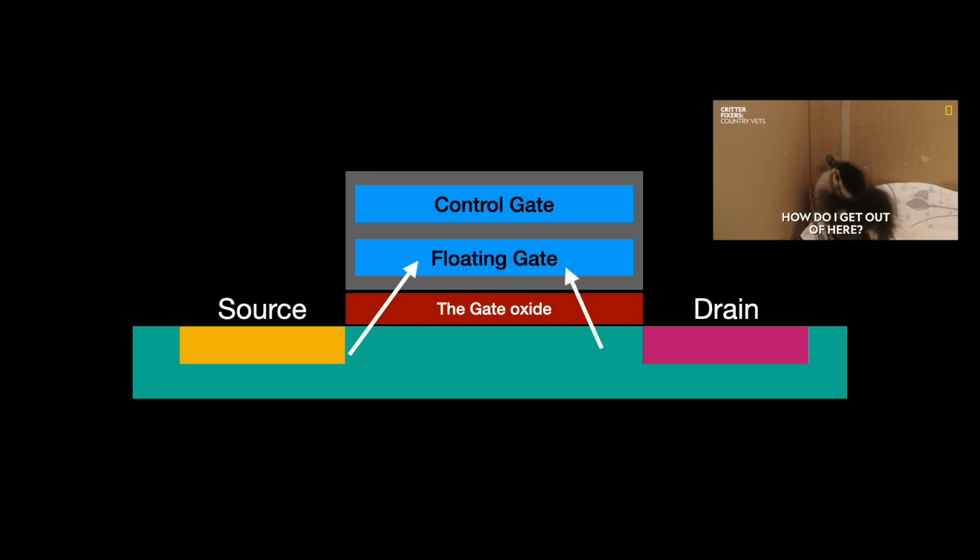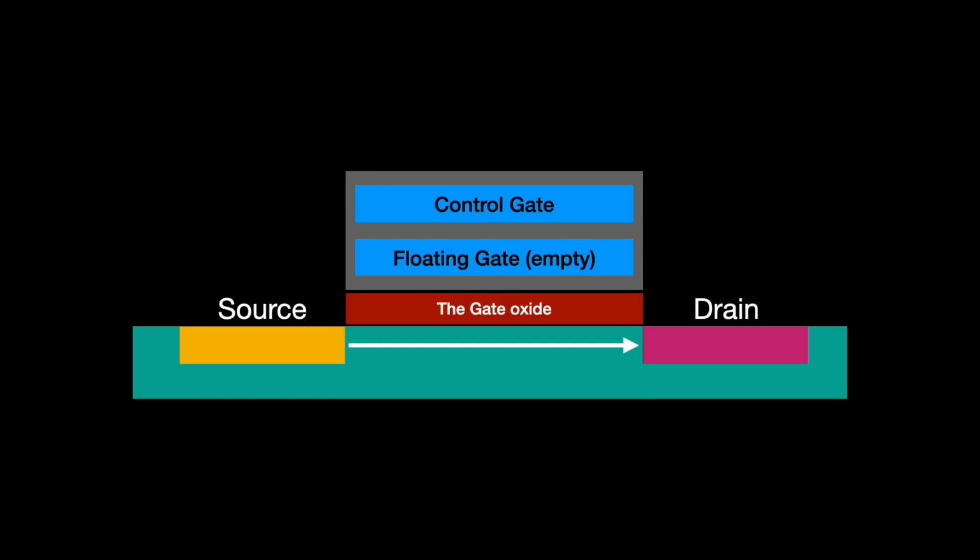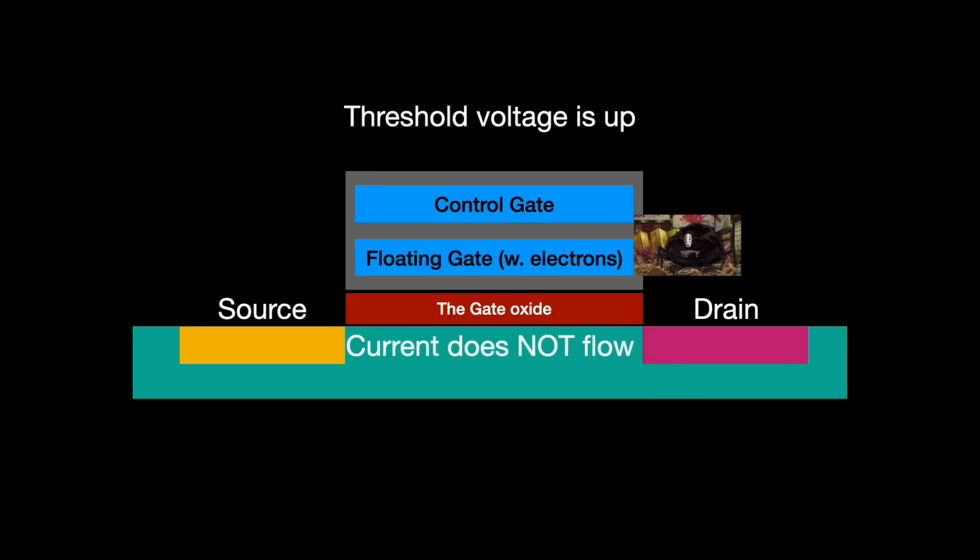So how does this map to a bit? For the simple example, when the floating gate is empty, then the transistor basically works the same as it always does. When a voltage is applied to the control gate, a current flows. But when the floating gate has electrons, it raises the whole transistor's threshold voltage. It no longer responds to the same voltage being applied to the control gate, so no current flows through. We can map either state to a data bit.